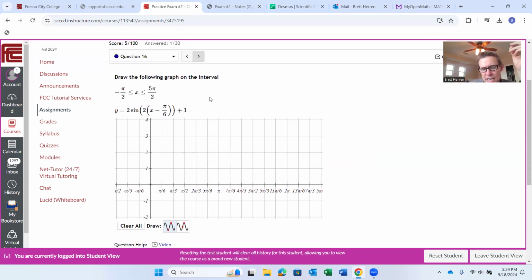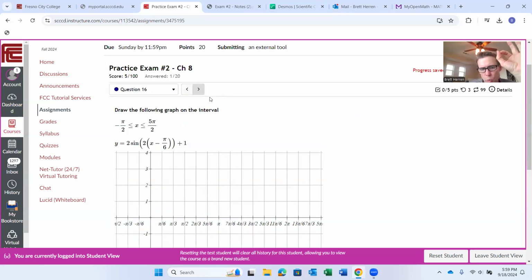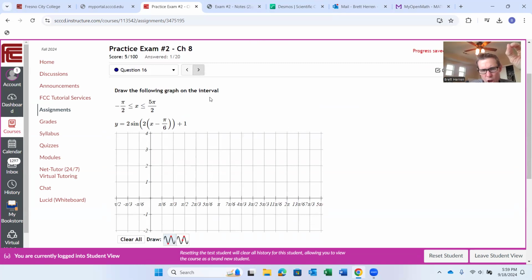There's all kinds of things. These are tricky. Let me just do one quick one with you, because I do want to show one thing which might be easier for you. All you have to do is see how it has a number added or subtracted next to x. The opposite of that is where it's going to start. So what's the opposite of negative pi over 6? Positive pi over 6. So the graph's going to start right here, positive pi over 6.